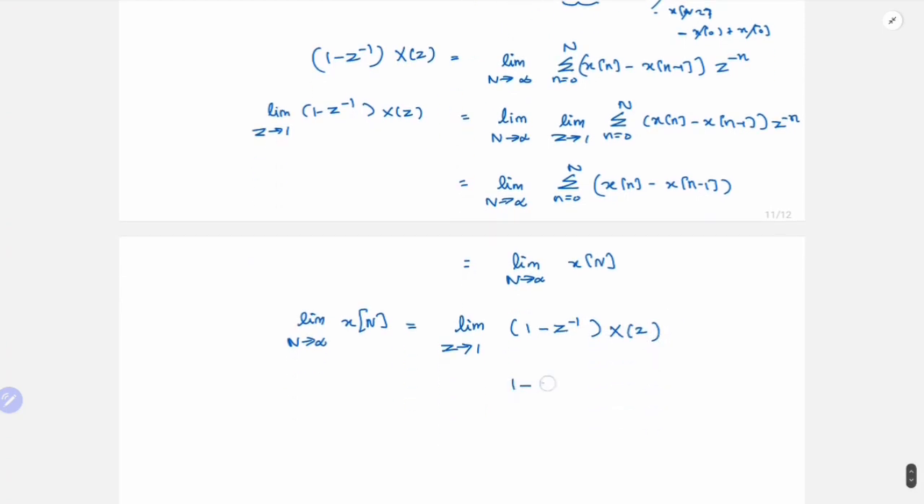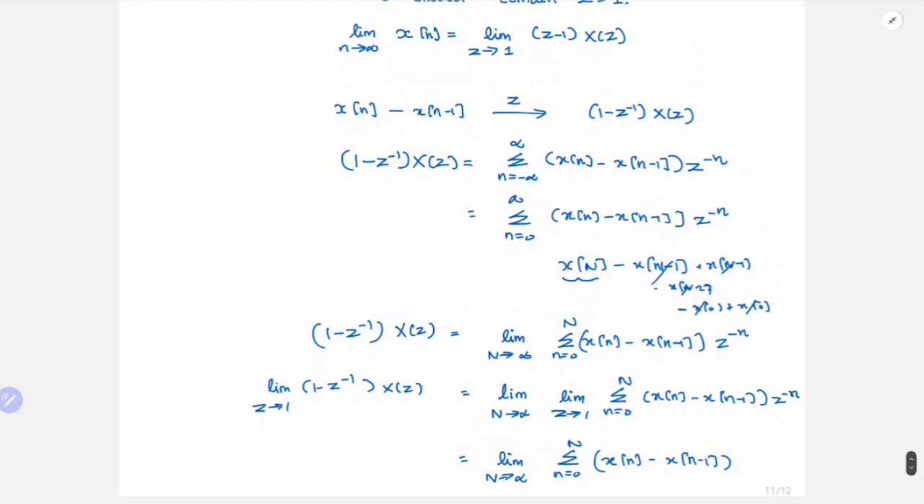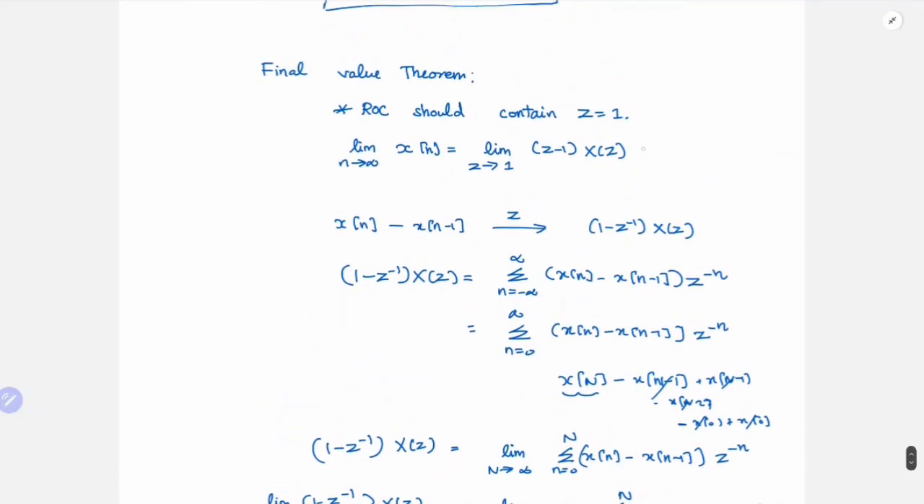Or I can also write 1 minus z inverse as 1 minus 1 by z, which is equal to z minus 1 by z. And taking limit z to 1, z minus 1 by z is going to give me z minus 1. So I can also write this as limit z tends to 1, z minus 1, x of z. So that is what we have here. You can write it in both forms: this, or limit z tends to 1, 1 minus z inverse x of z.